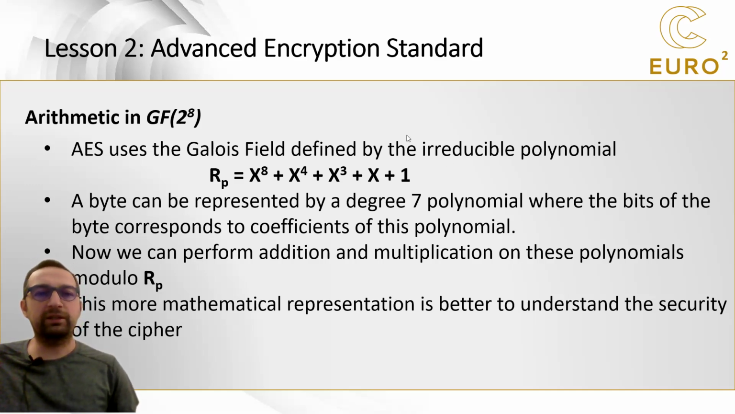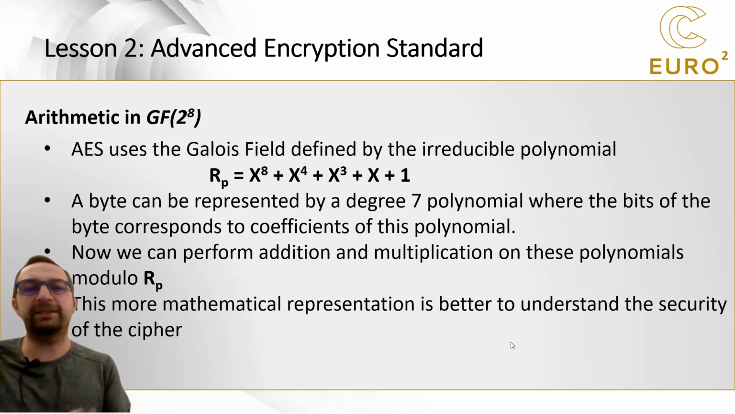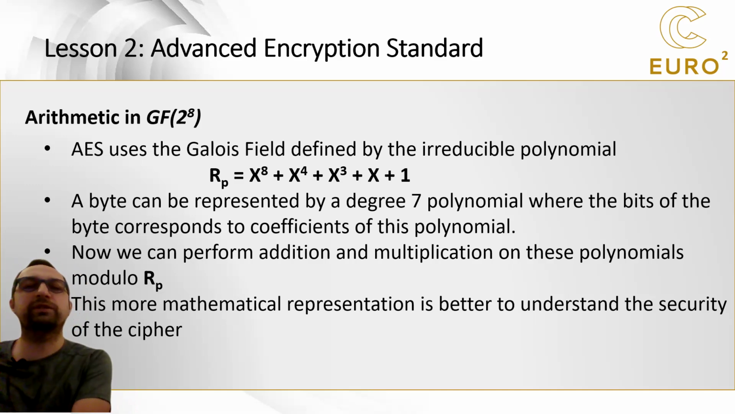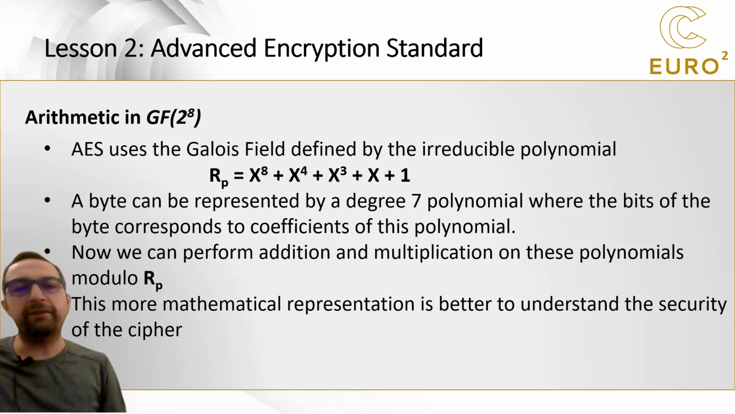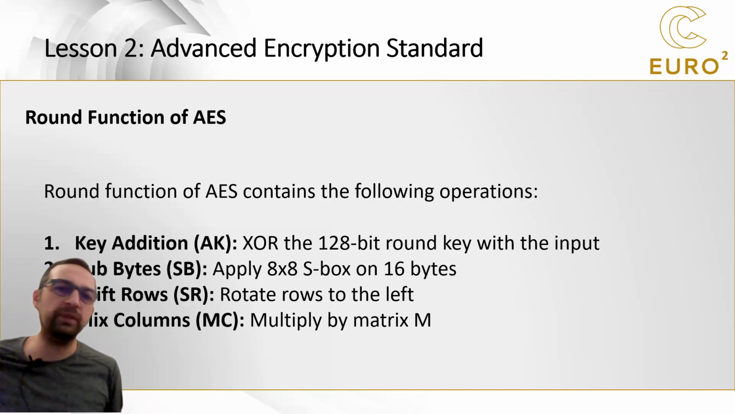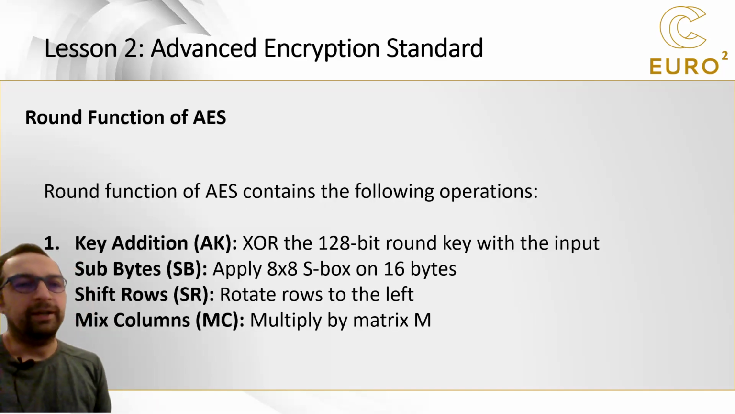So AES uses the Galois field defined by the following irreducible polynomial. So a byte can be represented by a degree 7 polynomial where the bits of the byte correspond to the coefficients of this polynomial. Now we can perform addition and multiplication on these polynomials modulo the irreducible polynomial. This more mathematical representation is better to understand the security of the cipher. But anyway, we won't be needing this approach. We should know that some operations are done in the Galois field. So let's focus on AES now.